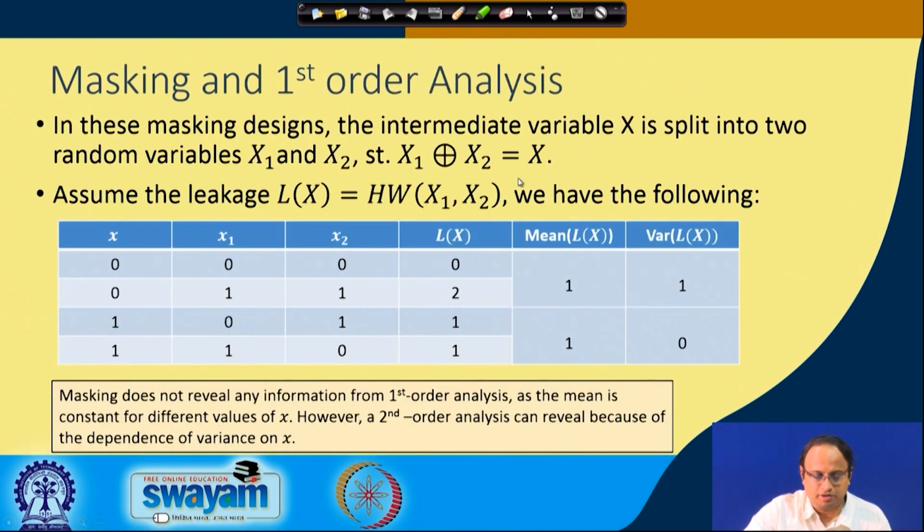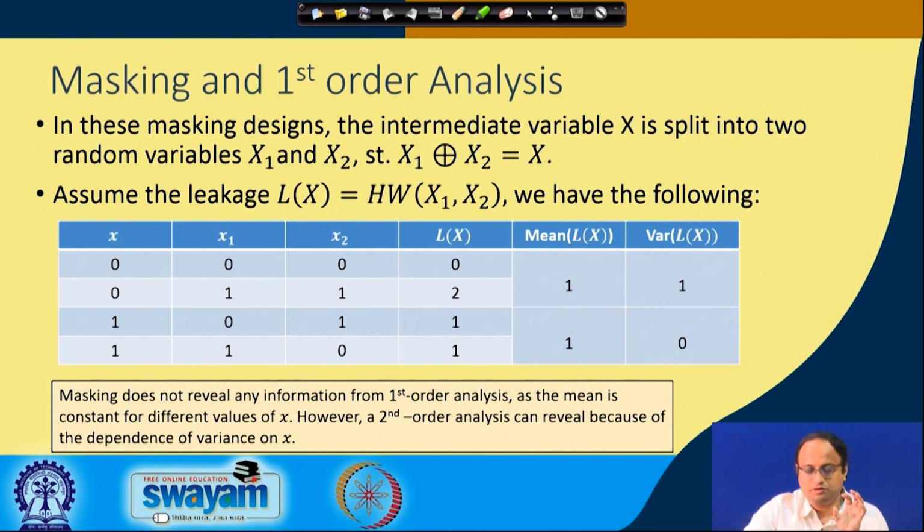So therefore, we will consider masking and first order analysis, and here is a very interesting way of taking a relook at masking. In this masking design, what we have done is that the intermediate variable x is split into two random variables x1 and x2, such that x1 XOR x2 is equal to x. Assume that the leakage is modeled by the Hamming weight of x1 and x2. Note that now you are not storing x in a register, but the registers are storing x1 and x2, the shares of x.